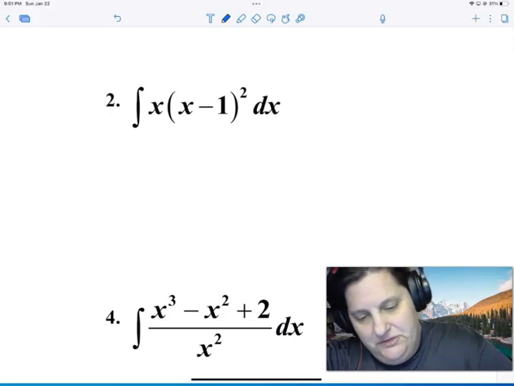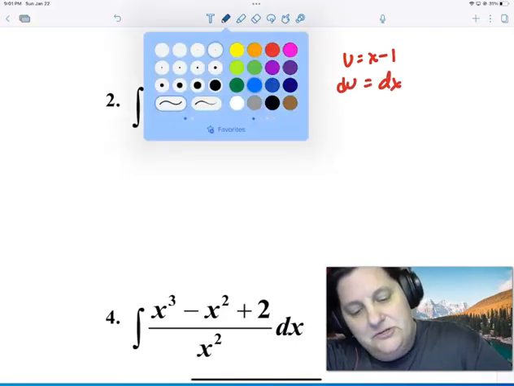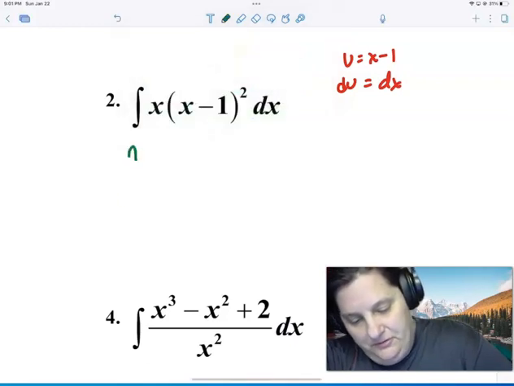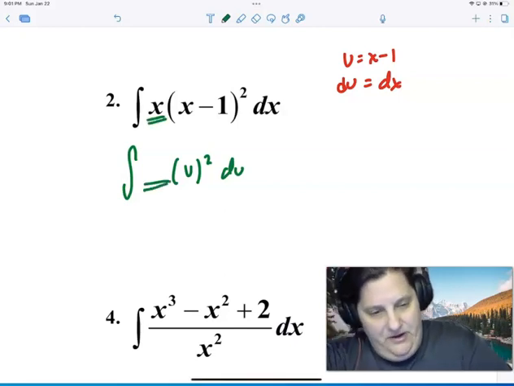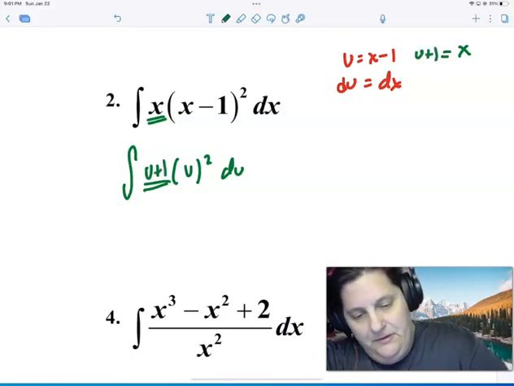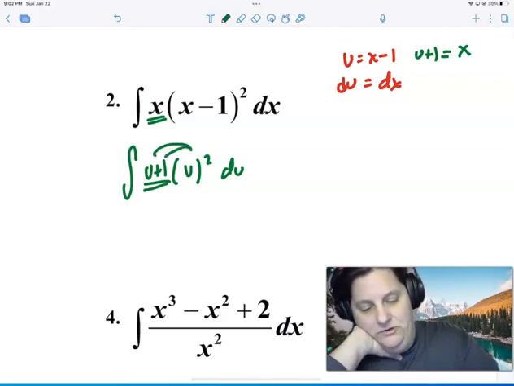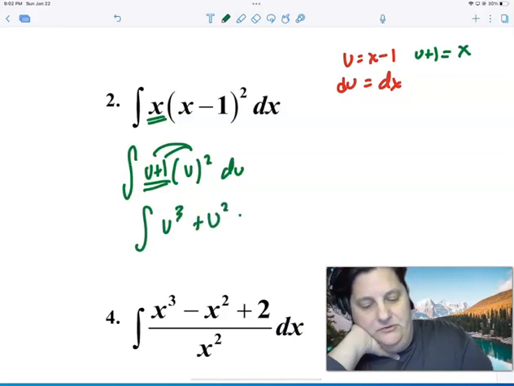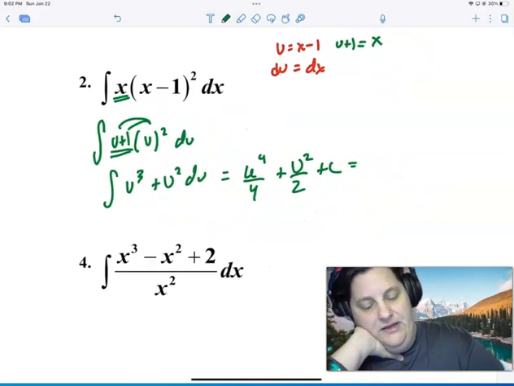This could be done by u substitution, where we let u equal x minus 1. du is dx, okay? And this turns into u squared du. The problem is this extra x I have right here. Well, remember, if I solve that for x, x is u plus 1. And then it was pretty easy to solve this if I distribute this u squared backwards. It becomes u to the 3rd plus u squared du, which is u to the 4th over 4 plus u squared over 2 plus c. And then at the end, I would just plug back in x minus 1.